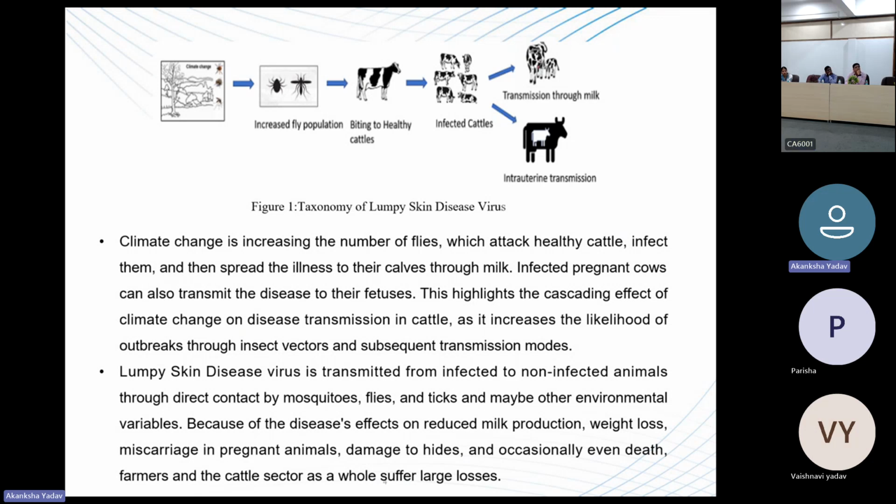The disease results in reduced milk production, weight loss, and miscarriage in pregnant animals, damage to hides, and occasionally even death. Farmers and the cattle sector as a whole suffer large losses.